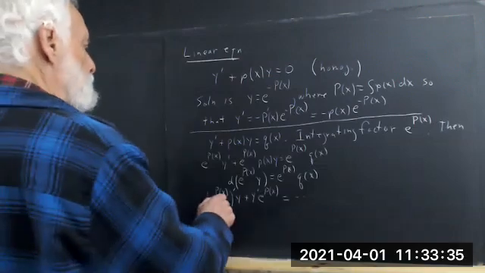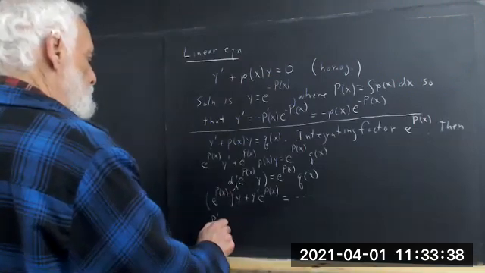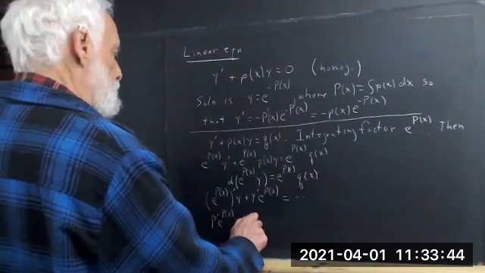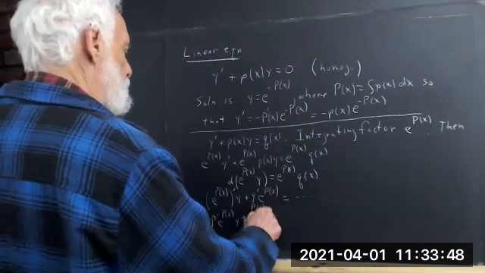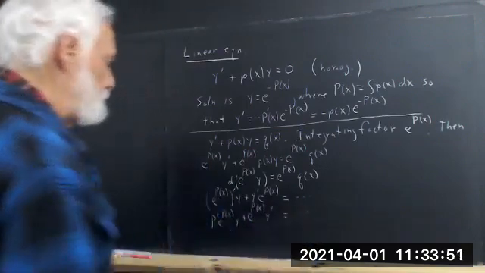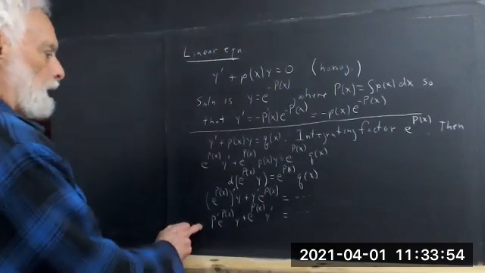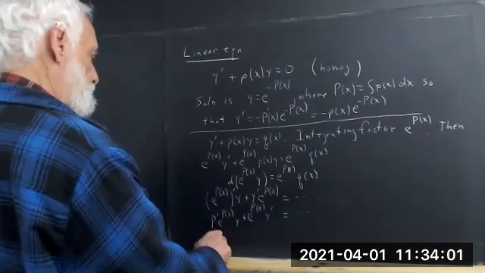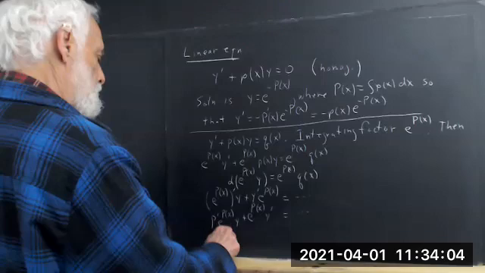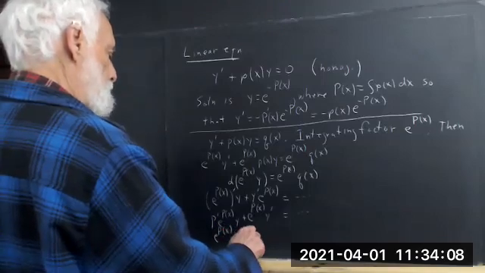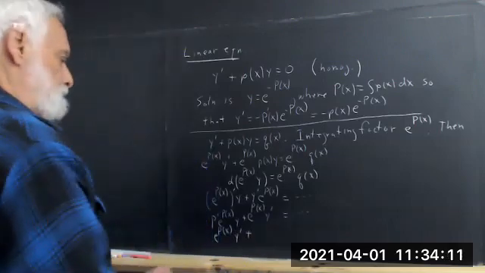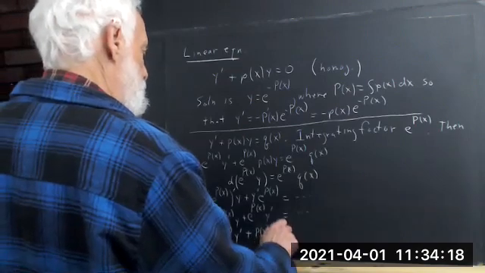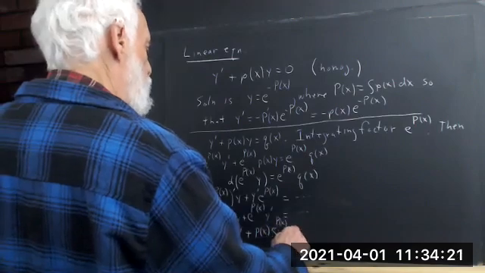We don't worry about that. So I take the derivative of this, I get P prime e to the P of x, y plus e to the P of x y prime equals this. And P prime is just little p of x. So I get e to the capital P of x y prime plus little p of x times e to the capital P of x, y.